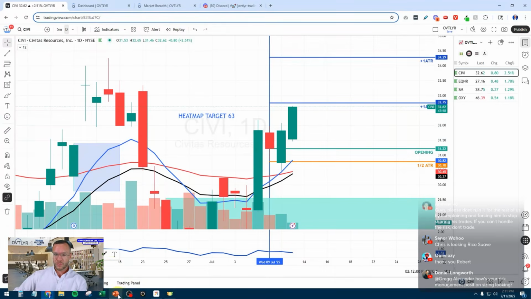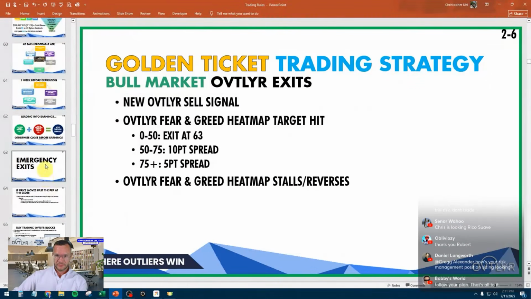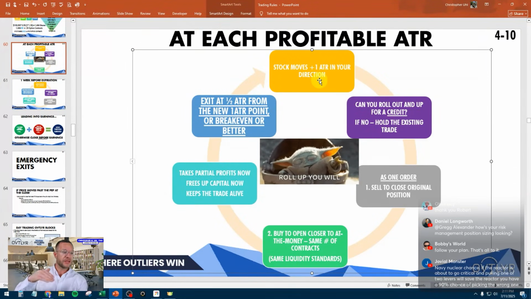Now, the reason that I roll trades is this. Let's go to that slide. So if a stock moves one ATR in your direction, right, you're in the trade and it's working. If it moves one ATR in your direction, that for me is a trigger to roll up my options. And so you have to ask yourself, we have to do the look together, right? We will work it together. Can you roll up or up and out for a credit? If you can, by all means, now we can keep going.